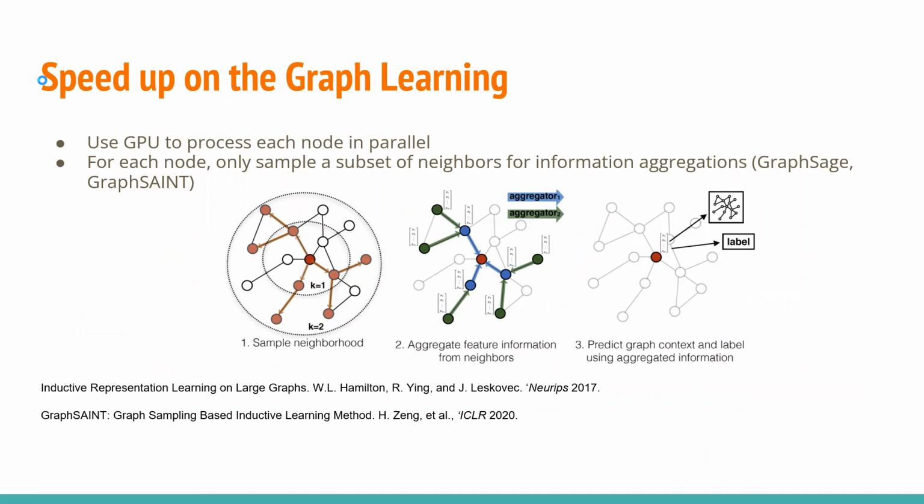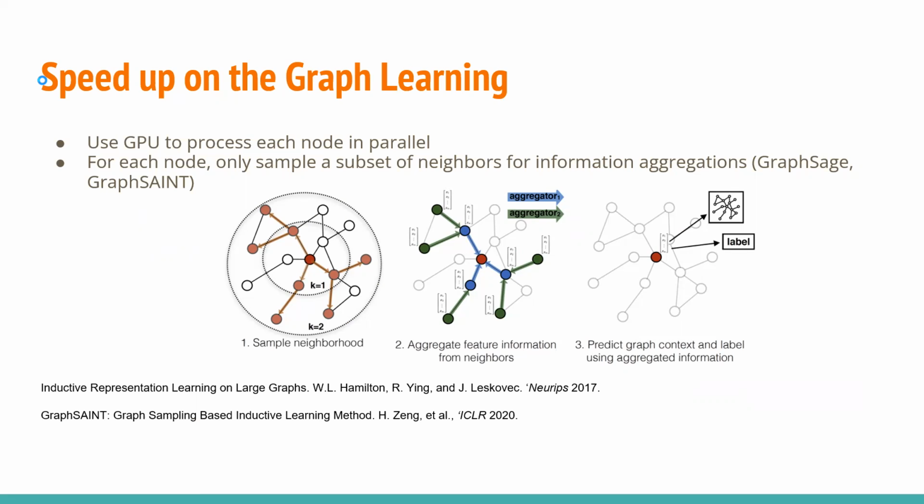The previous method, GCN, is extremely powerful in encoding graph structures. However, it is also computationally expensive, especially when a node has a large degree. It needs to aggregate information from a lot of neighboring nodes. Here are two optimizations we did to speed up the learning. First, we use a GPU device to process learning for each node in parallel.